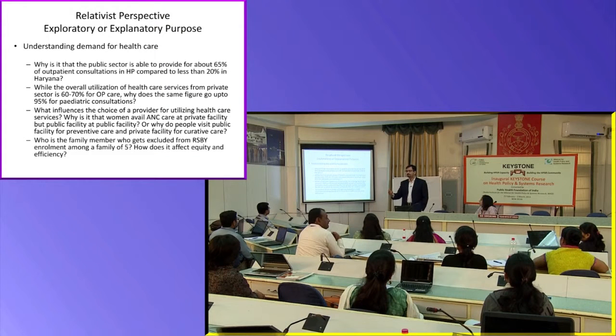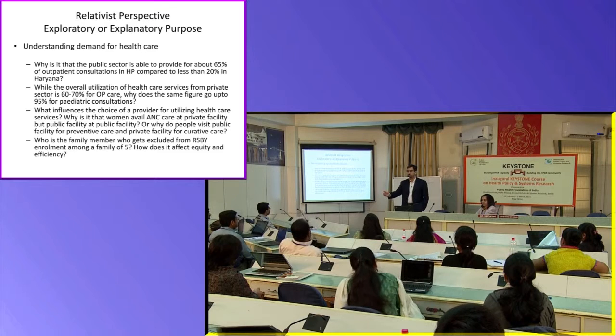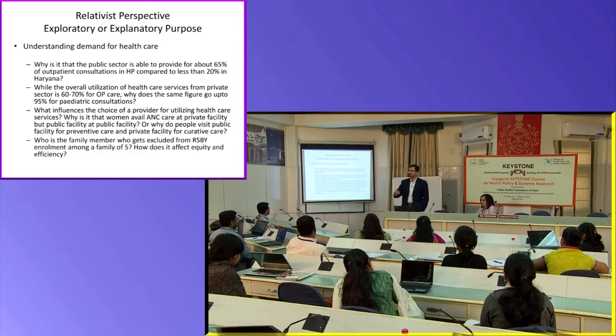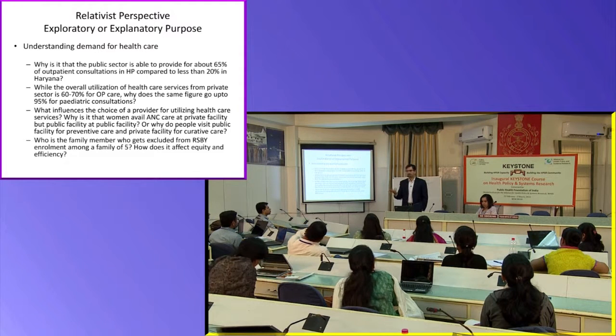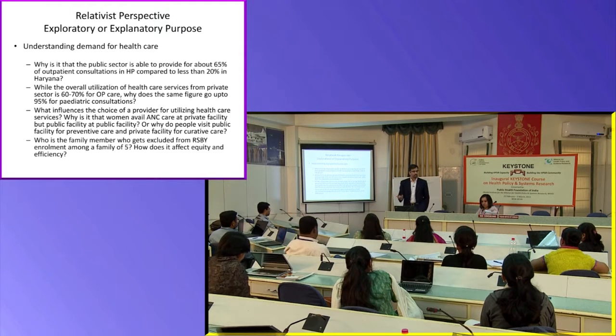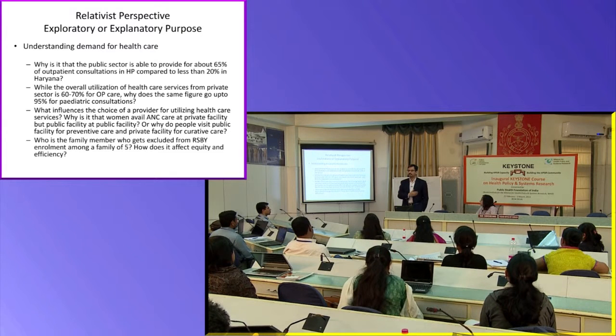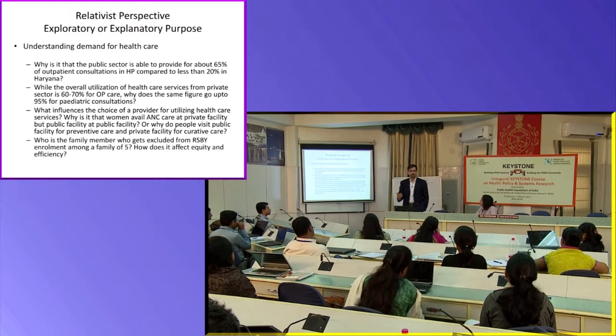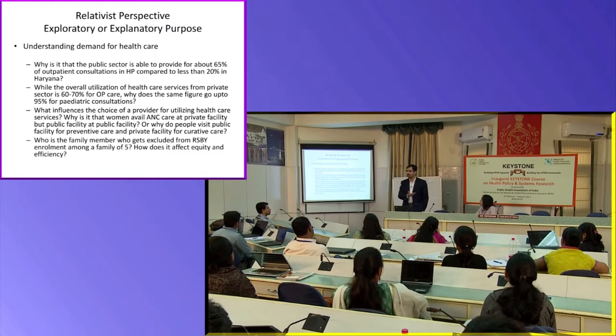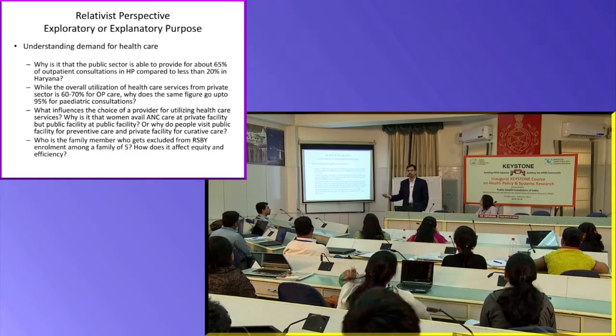In RSBY, you have a cap of only 5 members per household which can be empaneled. If there is a family of 6 or 7, some members are excluded. The household has to make a decision. What factors operate? Which is the kind of selection mechanism which operates? Why is it that one kind of member is excluded? Is it the elderly who is excluded, or the young child, or the lady of the house? Who gets excluded and why?